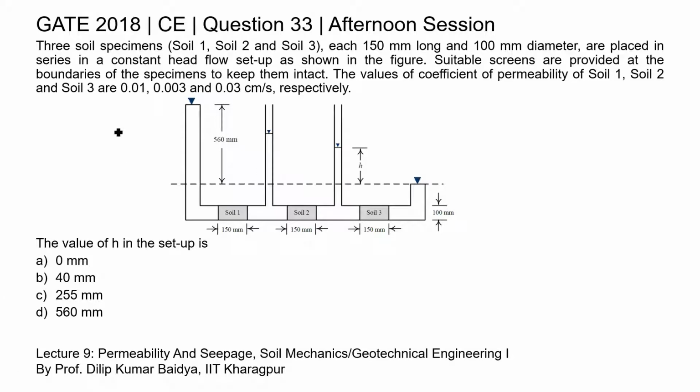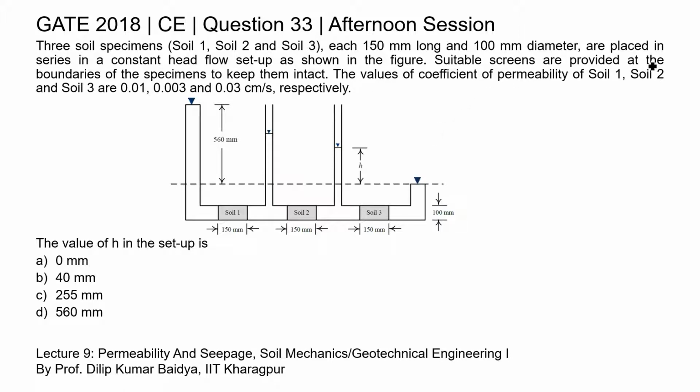This is question 33 of the civil engineering paper of GATE 2018, afternoon session. Three soil specimens, soil 1, soil 2 and soil 3, each 150 mm long and 100 mm diameter, are placed in series in a constant head flow setup as shown in the figure.